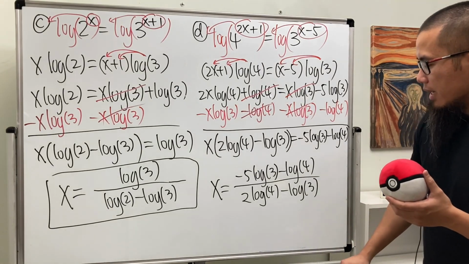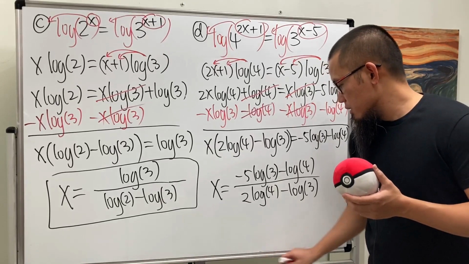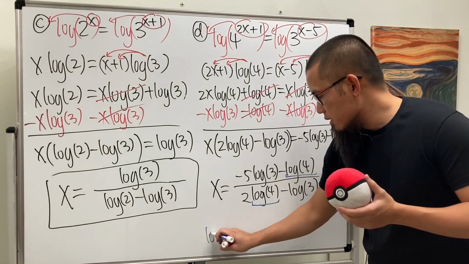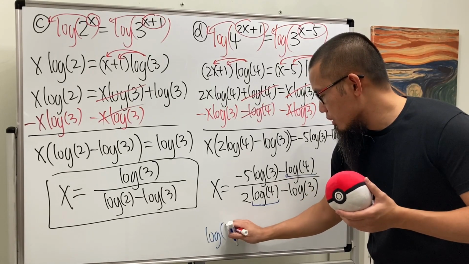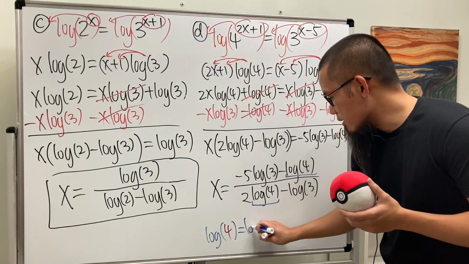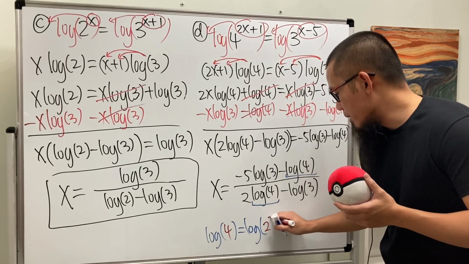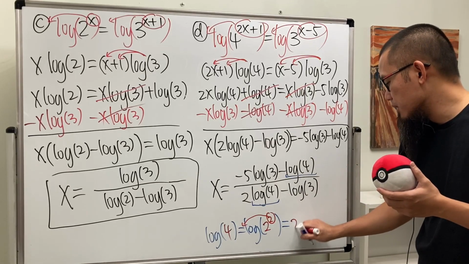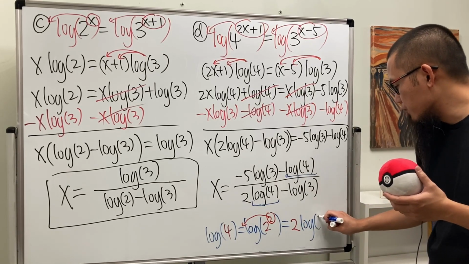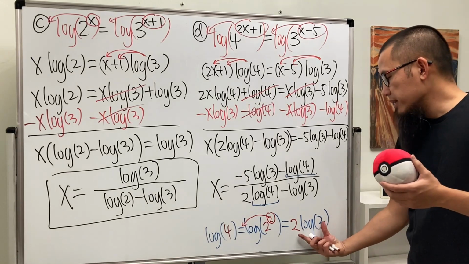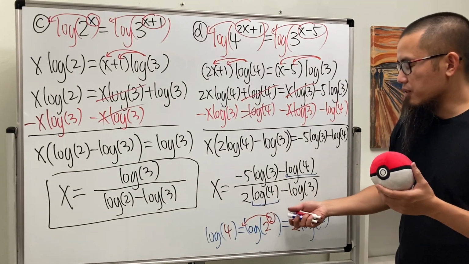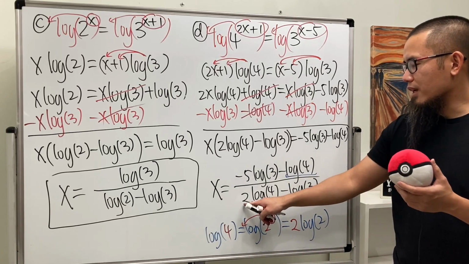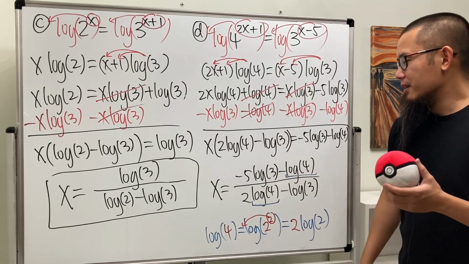And if you would like, I'm just going to leave this to you guys. You see that we have log of 4. Log of 4 is the same as saying log of 2 to the second power. And then you can bring the 2 to the front, and then you can look at that as 2 log of 2. So you can actually replace this with that and then just get another form of the answer. But this is okay. Or if you would like, you can also bring that to the top, but this is okay.